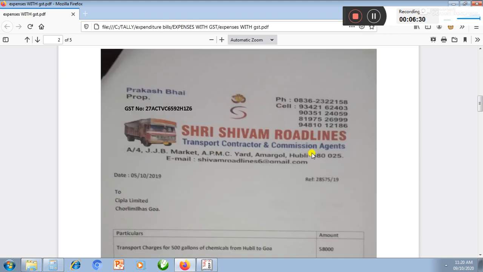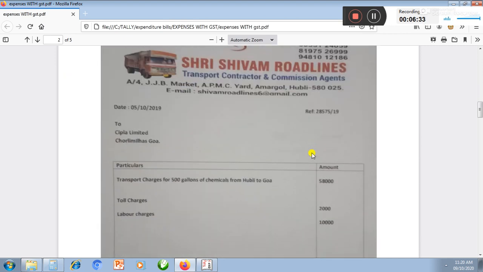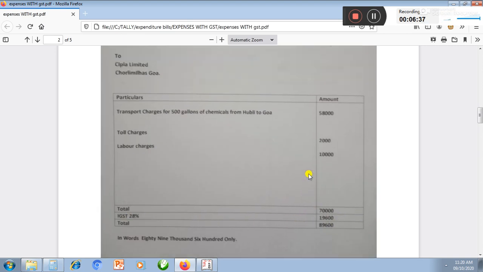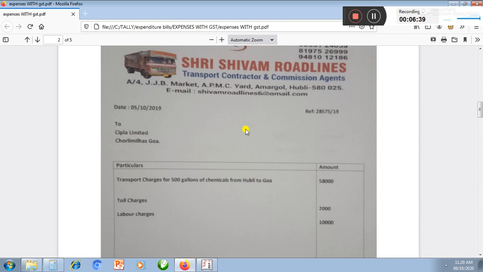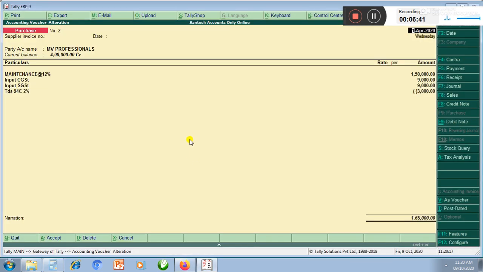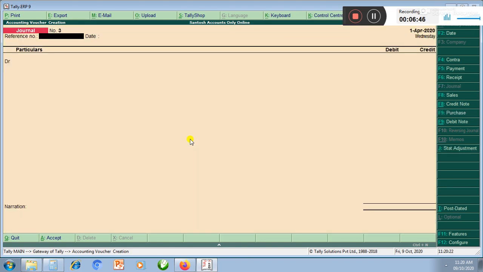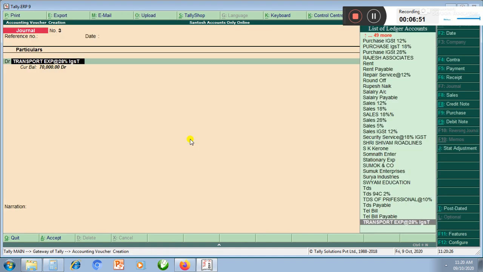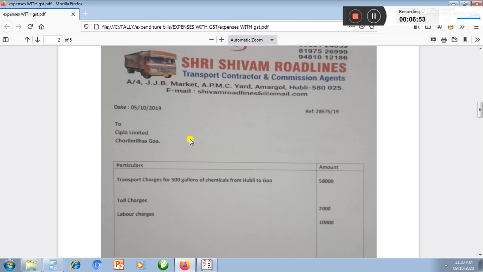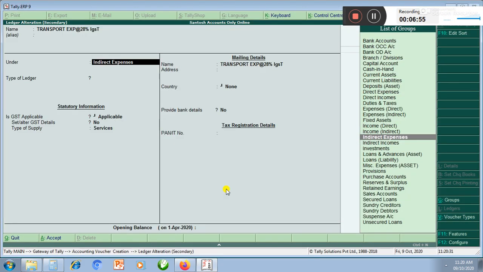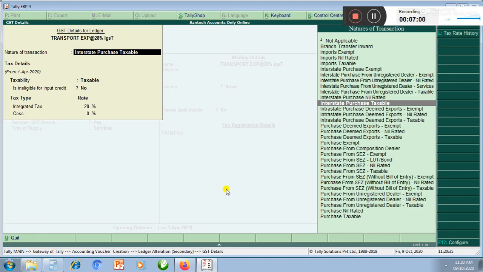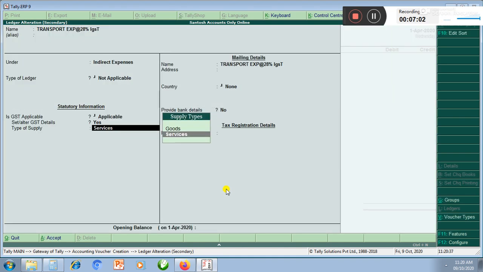Shivram Road Lines, means this is a transport bill. This is IGST so and so. Again, it's a contractor. Okay, company contractor. So what I'll do here? I'll go to journal again. Let us pass the journal. Transport expenses, IGST so and so, under what? 28% IGST it is. Okay. Under what? Indirect expenses, GST, yes, and here interstate purchase taxable because IGST 28%.